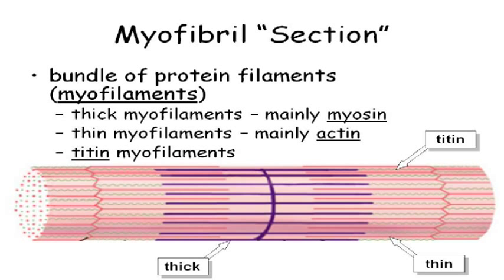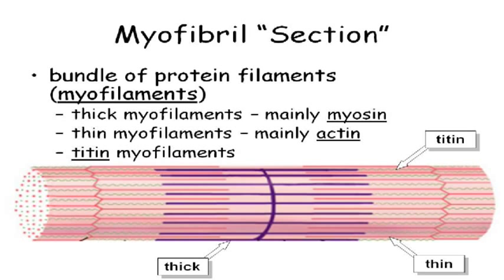Now, this is T-I-T-I-N, not like Tennessee Titans. That's A-N. This is T-I-T-I-N. Every time I try to type that word, it tries to change it back to titan. So if there's a titan in there, it's supposed to be a titan. Okay, so you've got three basic fundamental types of myofilaments. Thick, thin, and squiggly. So you take a bunch of these together, you wrap them up, and you get a myofibril. You take a bunch of myofibrils together and you get a fiber. You put a bunch of fibers together and you get a fascicle, and you put a bunch of fascicles together and you get a muscle.